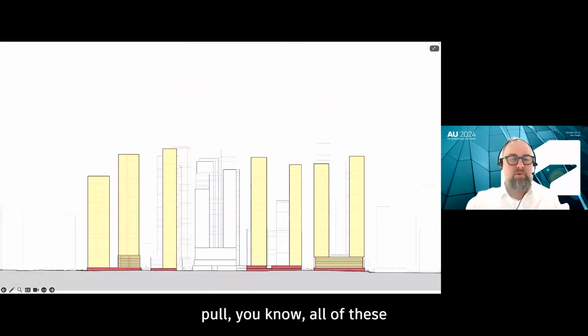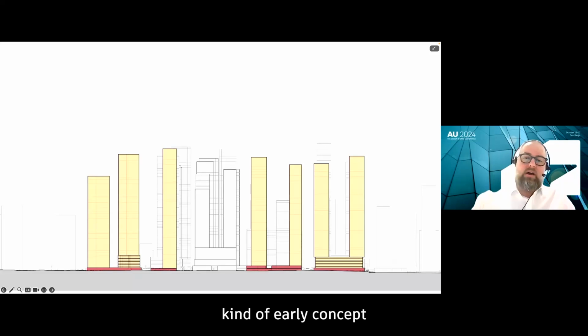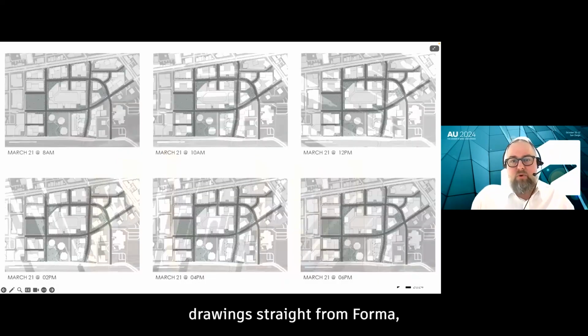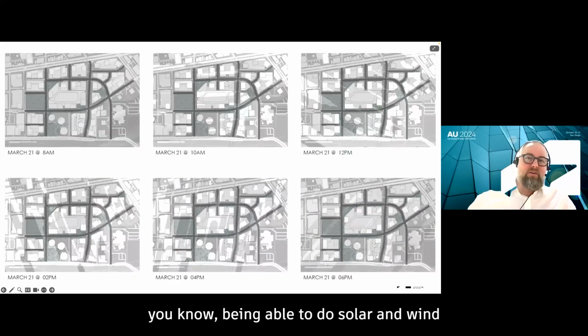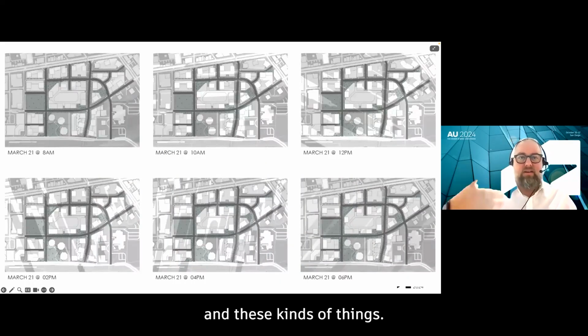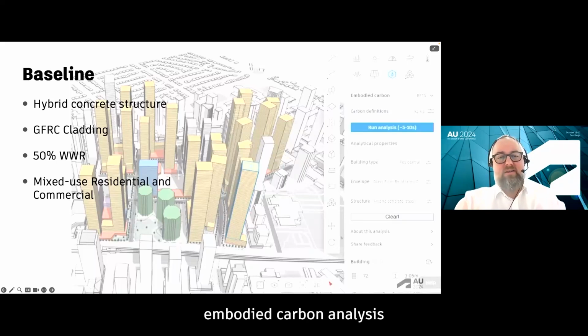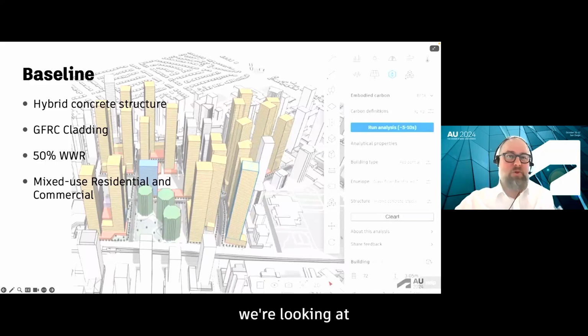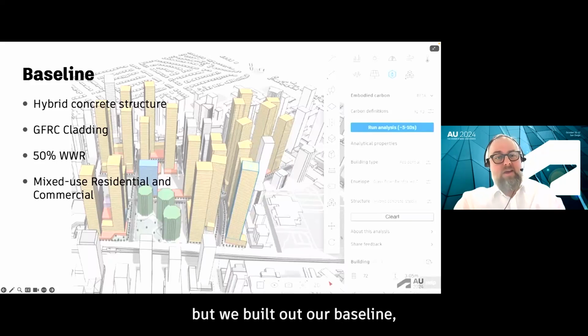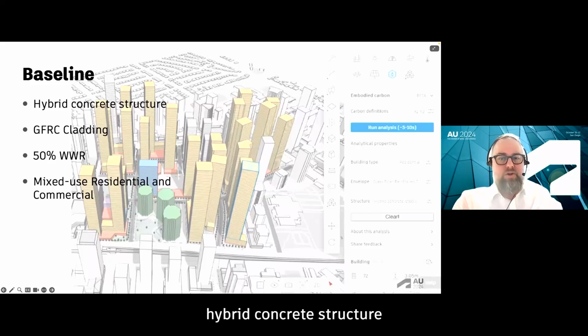So being able to pull all of these early concept drawings straight from Forma, looking at shadow study, being able to do solar and wind and these kinds of things. We went through what we would normally go through on an embodied carbon analysis and a whole building LCA. In this case, we're looking at a whole neighborhood LCA, but we built out our baseline, looked at a hybrid concrete structure for high rise as our assumption.